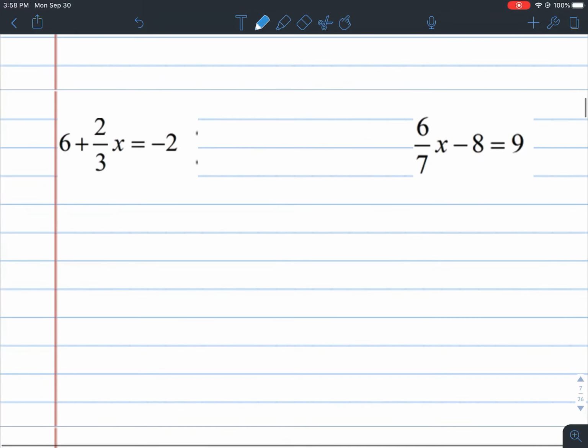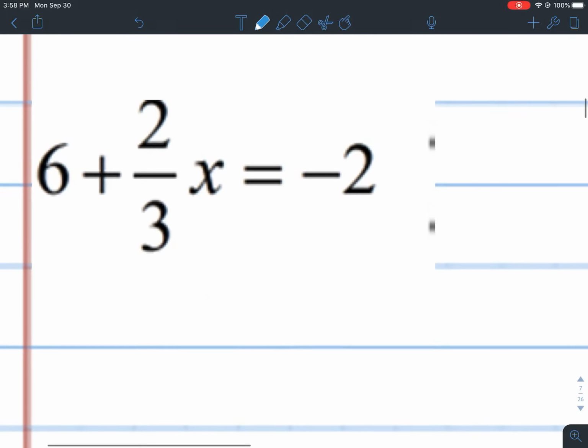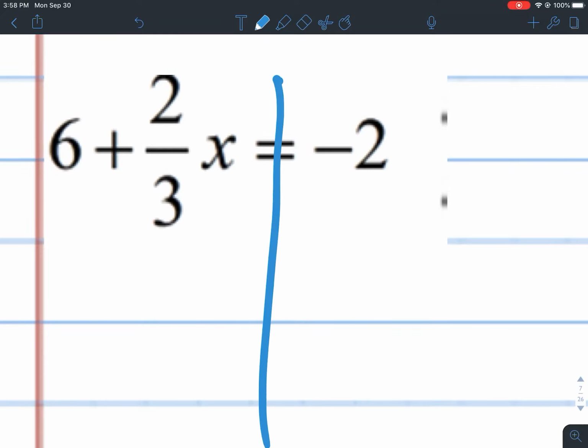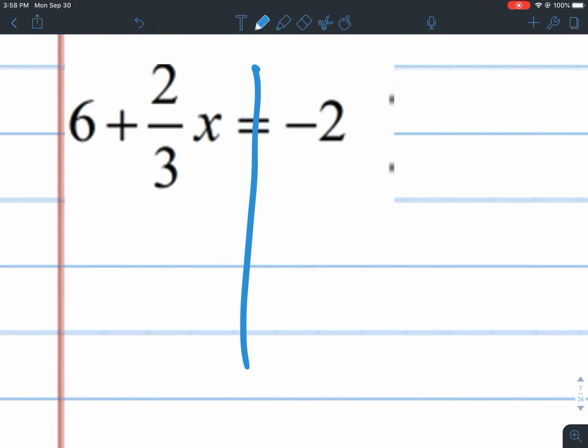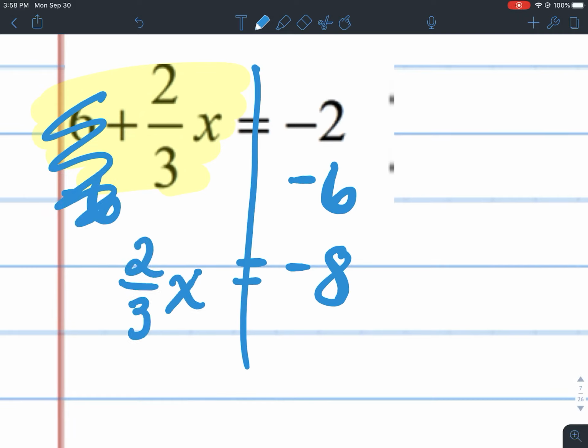Okay, now for the ones that are a little more complicated, dealing with the fractions, we're going to solve them the same way. Looking at the side with the variable, we're going to get rid of the 6 first, and then we're going to deal with the 2/3. So if we subtract 6 from both sides, that gives you a -8. This turns to 0, so now we only have a positive 2/3 x left. Currently 2/3 x is equal to -8.